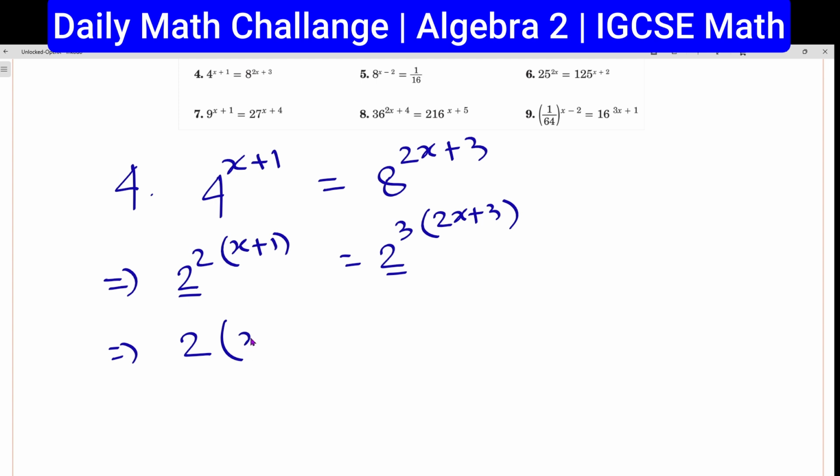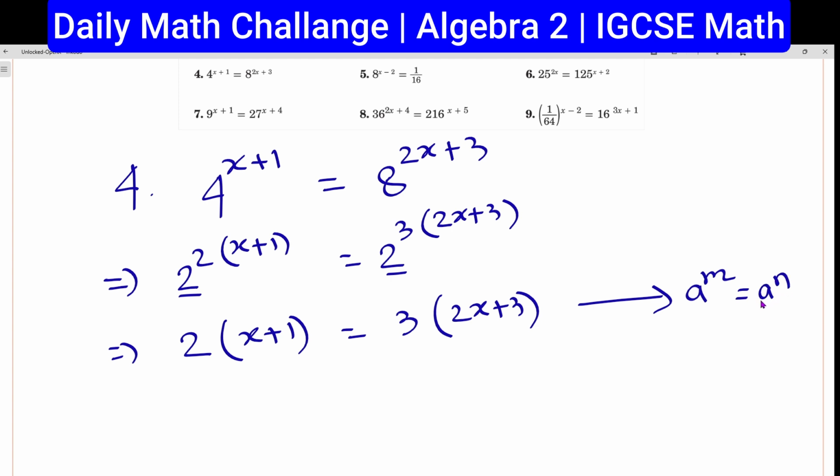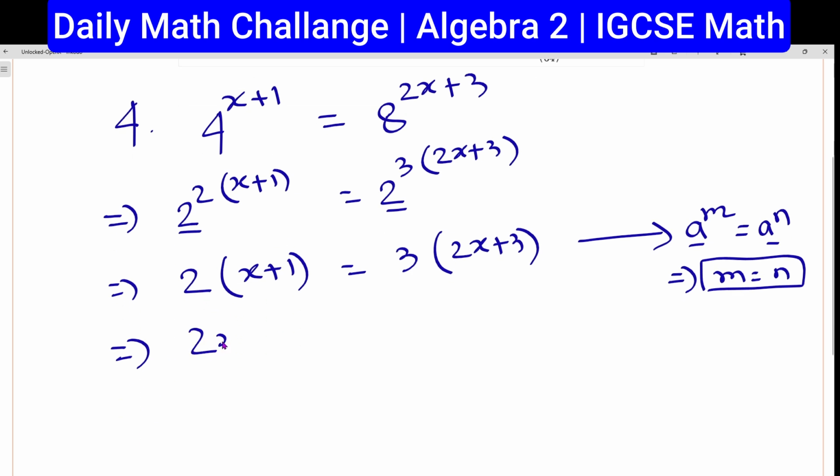2 times x plus 1 equals 3 times 2x plus 3. In this case we know a to the power m equals a to the power n, means m equals n. What does it mean? Once bases are the same, that time the powers will be equal. Now we can expand this bracket, so 2x plus 2 equals 3 times 2x is 6x plus 9, right?